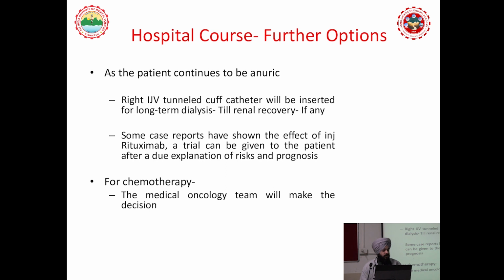What will be the further options for the patient? As the patient continues to be anuric, we are planning for a right IJV tunnel catheter as soon as we get a chance, till the patient recovers, or if not. Some case reports have shown an effect of injection Rituximab, a trial which can be given to the patient after explaining due risk and prognosis. And for chemotherapy, the medical oncology team will make the decision.